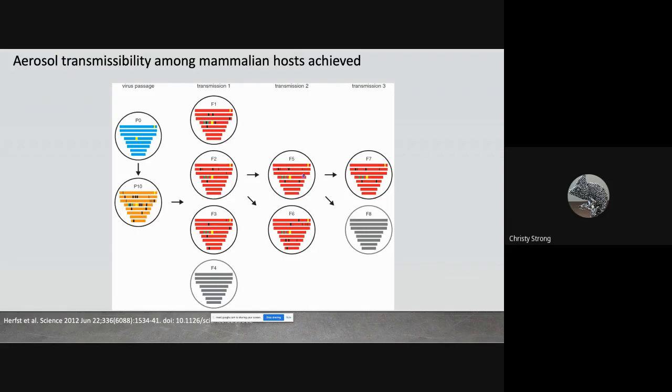Cool. So then they said, okay, ferret number 5, we're going to take your sample. We're going to get a very fresh new ferret, stick it up its nose, and put it next to some naive ferrets and say, hey, can you pass it through the air?